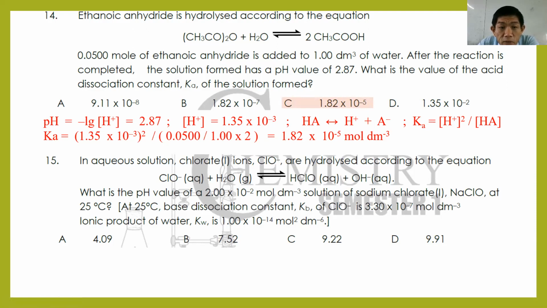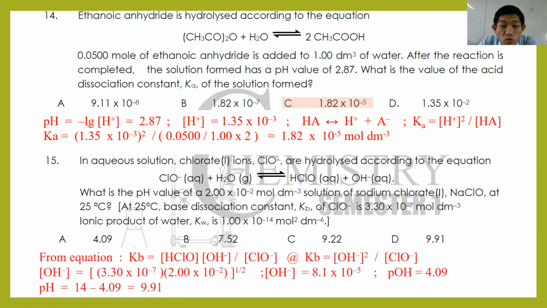Number 15, in aqueous solution, chlorate 1 ion ClO minus is hydrolyzed according to the equation. What is the pH value of a 2.00 times 10 power negative 2 mole per decimeter cube solution of sodium chlorate NaClO at 25 degrees Celsius? Okay, so given to you, Kb is 3.3 and the ionic product is 1.0 times 10 power negative 14.